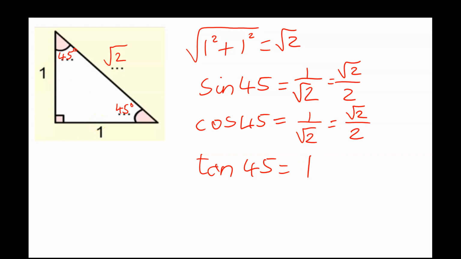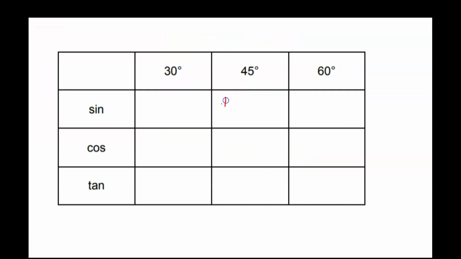So let's transfer those into our table. So we've got 1 over root 2, 1 over root 2, and 1. But we also wrote these with the denominator rationalised. Okay, let's go back to the other triangle and see if we can complete the other columns. Actually, you could do that. So I've done the tan of 45, I've done all of the 45s. Pause the video, see if you can do 30 and 60.